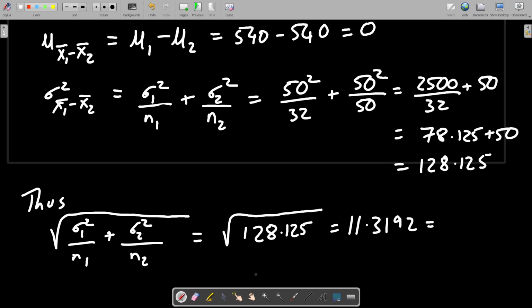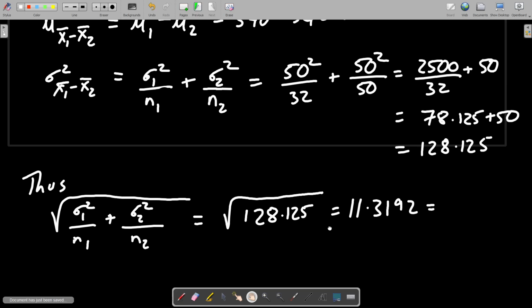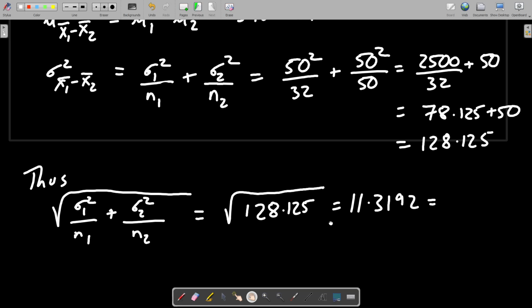Okay, so this is done. The mean is 0 and the variance is 128. Standard deviation is 11.3192.